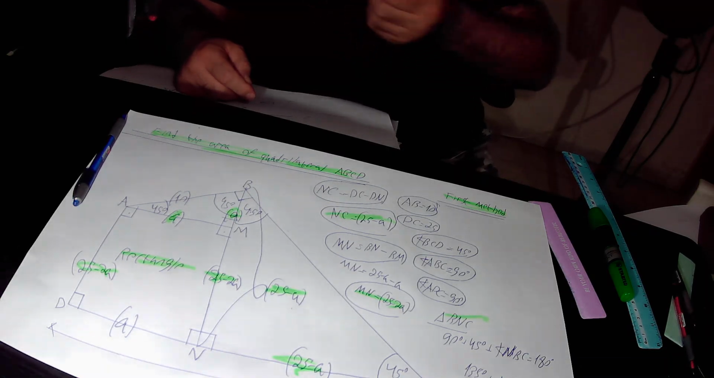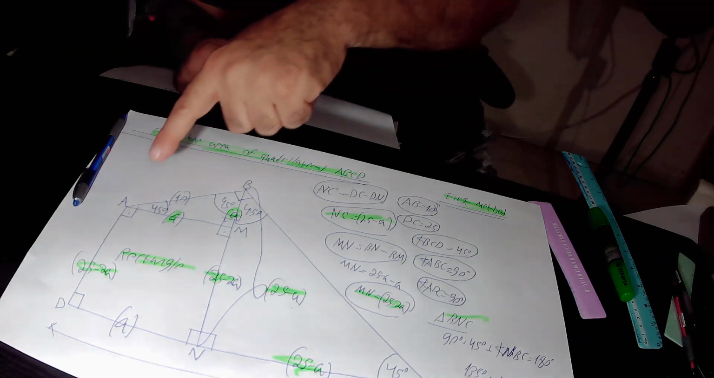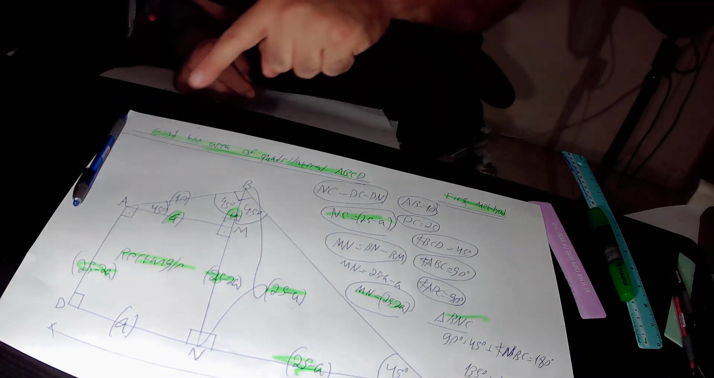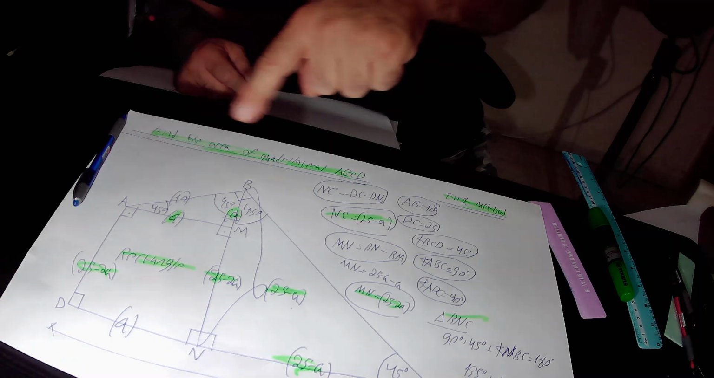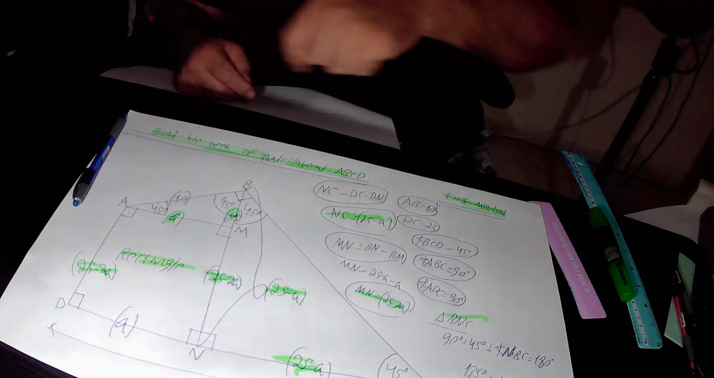And we know that the area of a trapezoid equals the sum of its two parallel bases, that is actually BN plus AD, times the height MA, over 2. Therefore, the area of this trapezoid ABND equals BN plus AD times the height MA over 2.